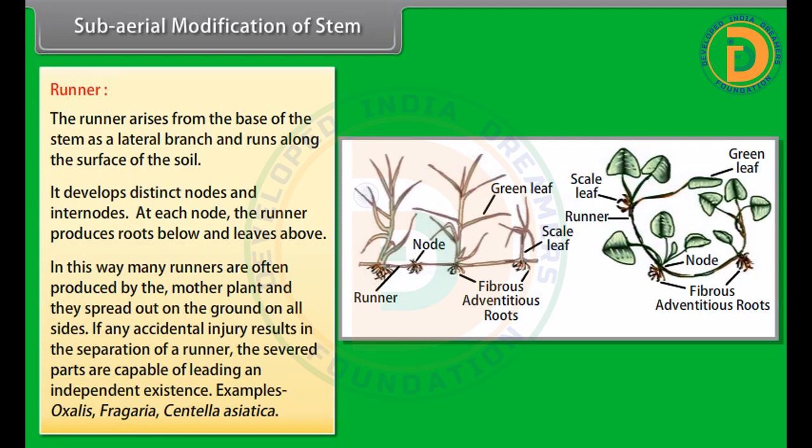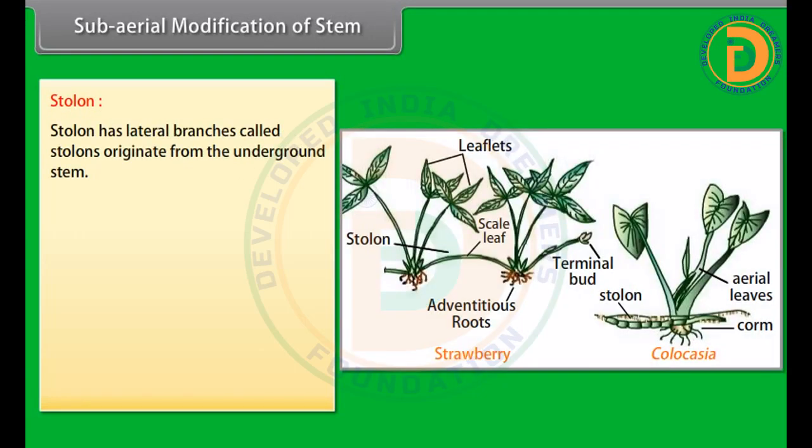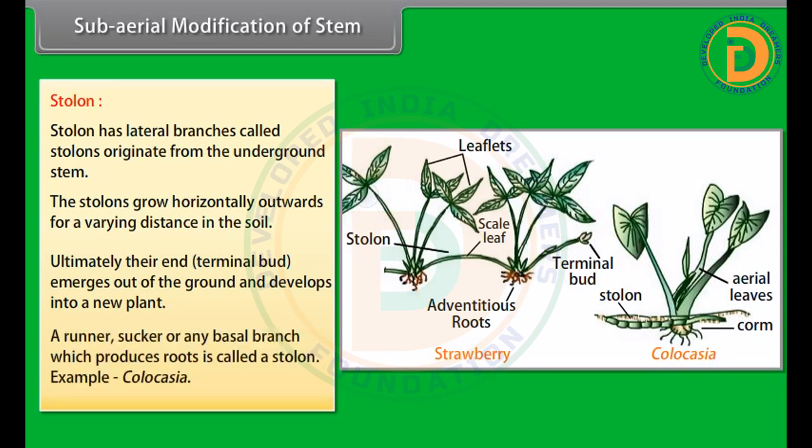Examples: oxalis, fragaria, statica. Stolon. The stolon has lateral branches called stolons that originate from the underground stem. The stolons grow horizontally outwards for a varying distance in the soil. Ultimately, their end terminal bud emerges out of the ground and develops into a new plant. A runner, sucker, or any basal branch which produces roots is called a stolon. Example: colocasia.